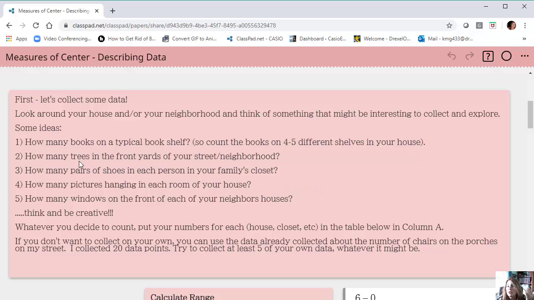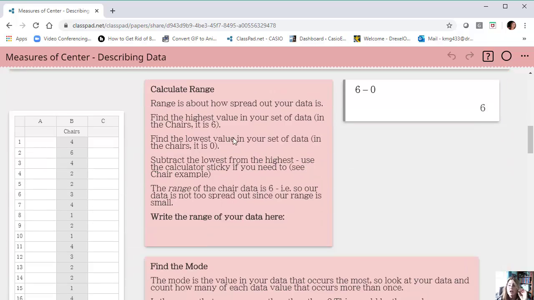You could go up and down your neighborhood and count the number of trees in the front yard, or you could go in your house and count the number of pairs of shoes that are in each person's closet. Is it the same? Is it more? Those types of things. I give some suggestions, and obviously they can come up with their own. Whatever they decide to do, have them collect their own data. And then as you scroll down, we're going to go through each of the four measures using example data.